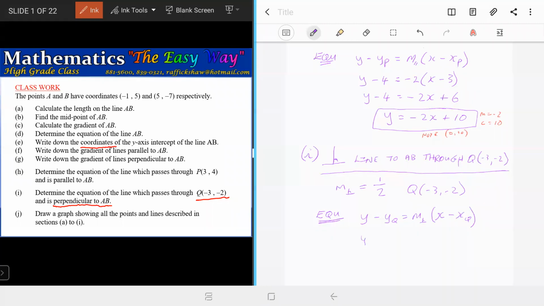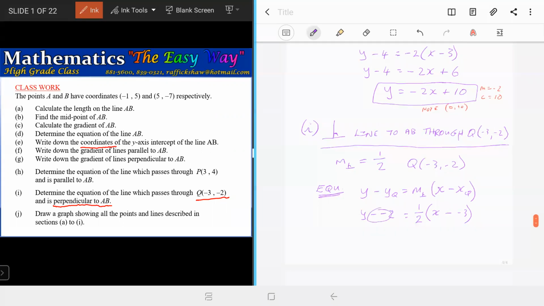Q is a point. I'm putting in values now. So it's y minus yQ, which is negative 2, so y minus negative 2. Equals the perpendicular gradient, a half, times x minus xQ, which is negative 3, so you put negative 3. All right, and let's put in the minus minus now. That's going to become a plus, and that's going to become a plus. So we're going to get y plus 2 equals half times x plus 3.